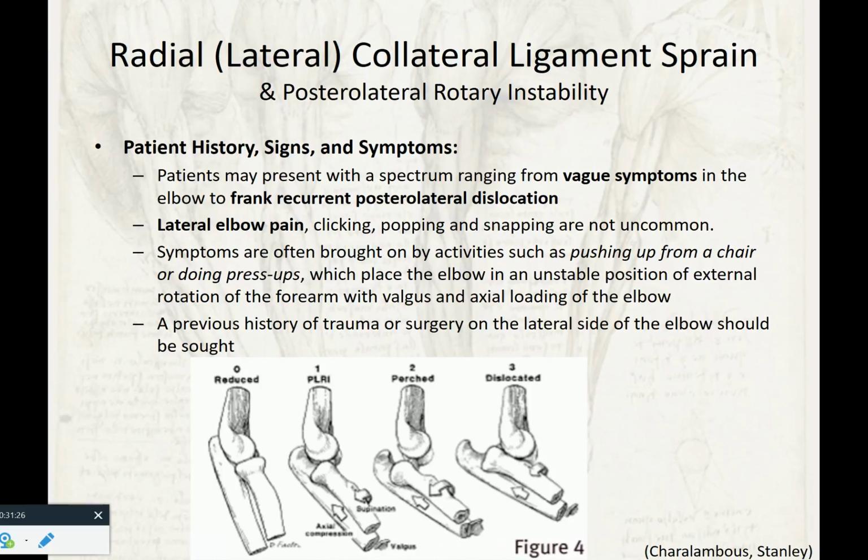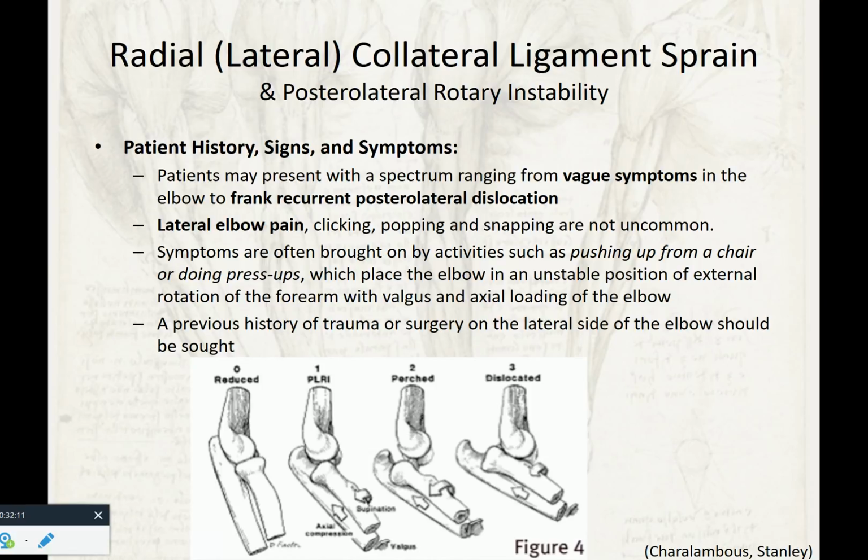The patient history, signs, and symptoms: they may present with a spectrum of impairments ranging from vague symptoms in the elbow all the way to frank recurrent posterolateral dislocation. They'll complain of lateral elbow pain, clicking, popping, and snapping. Symptoms are often brought on by activities such as pushing up from a chair, that's a key phrase there, or doing press-ups, which place the elbow in an unstable position of external rotation of the forearm, aka supination, with valgus and axial loading of the elbow. Essentially the exact mechanism of injury. A previous history of trauma or surgery on the lateral side of the elbow should be sought.